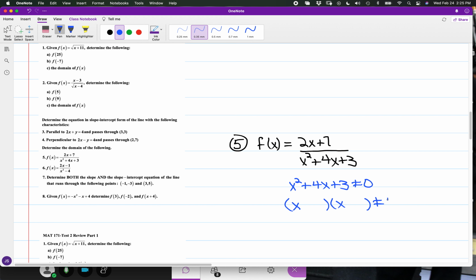And looking at factoring, x squared goes to x and x. Factors of 3 adding up to 4, so we have 3 and 1, and neither factor can be equal to 0.